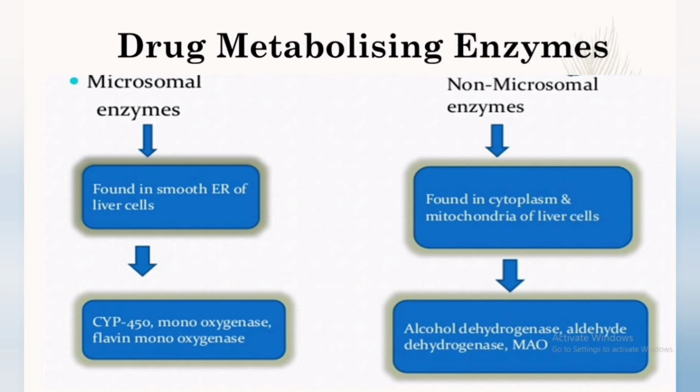There are two types of enzymes involved in metabolism, that is microsomal enzymes and non-microsomal enzymes. Microsomal enzymes are found in the smooth endoplasmic reticulum of liver cells, and examples are cytochrome P450 monooxygenase and flavin monooxygenase. Whereas non-microsomal enzymes are found in the cytoplasm and mitochondria of liver cells, and examples are alcohol dehydrogenase, aldehyde dehydrogenase, monoamine oxidase, etc.